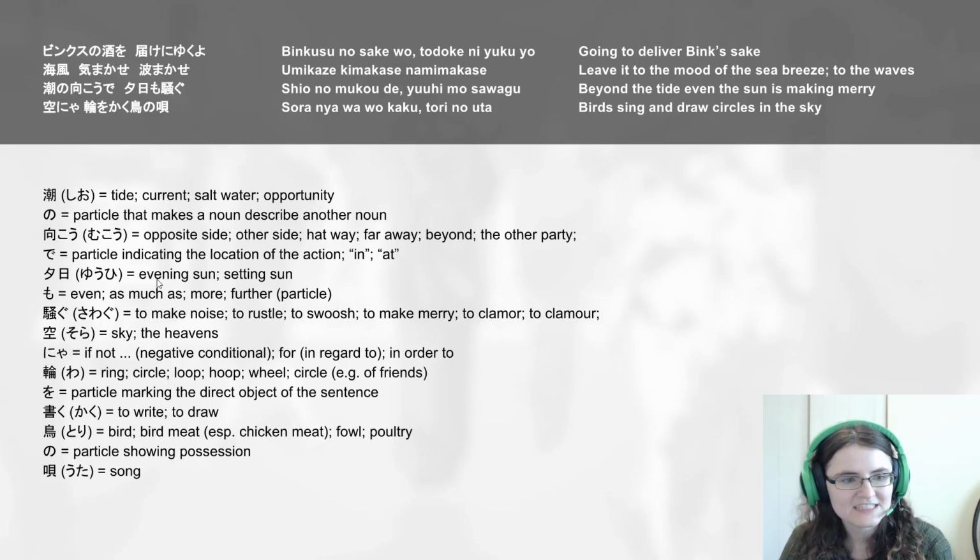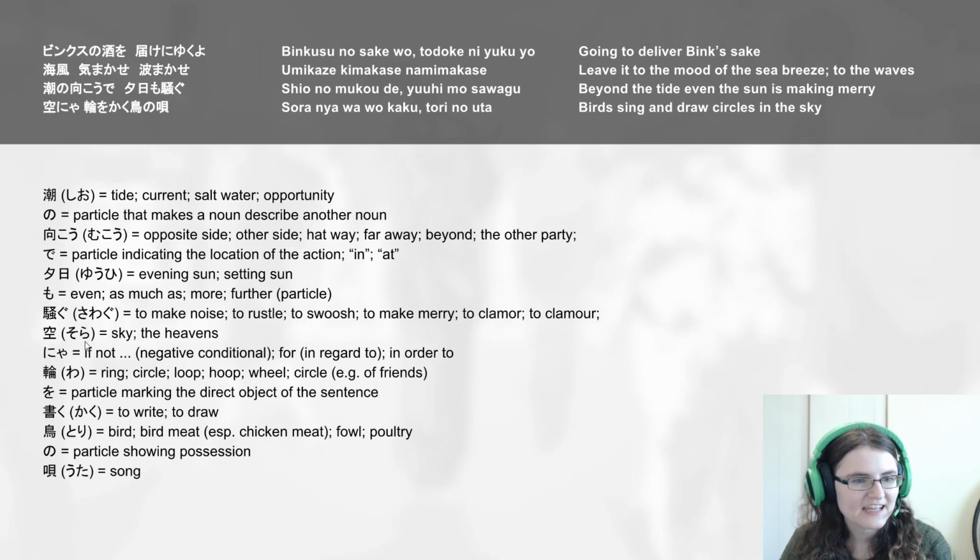Yuhi is the evening sun or the setting sun. And then mo is even or more or further. And then sawagu is to make noise or to make merry. So it's like beyond the tide, the sun is making merry. He's super happy over there.